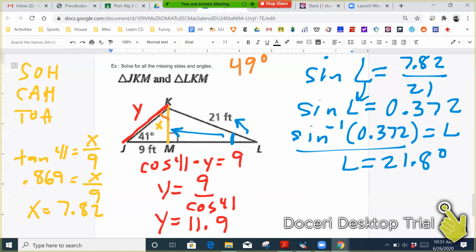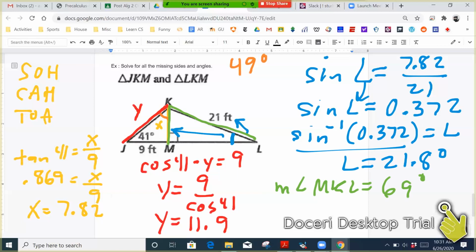If angle L is 21.8 degrees, then we can use that to figure out angle MKL. The measure of angle MKL is going to equal 180 minus 90 minus 21, which would be 69 degrees. 21 plus 69 is 90, so good.